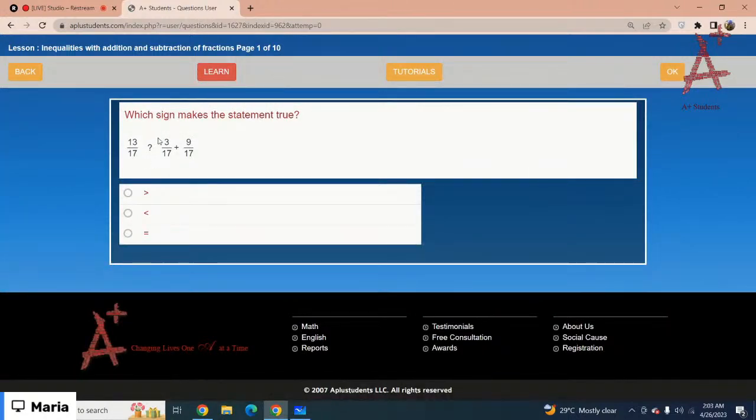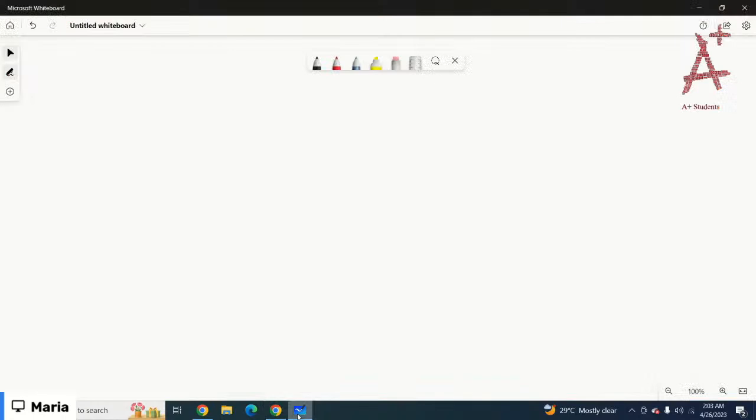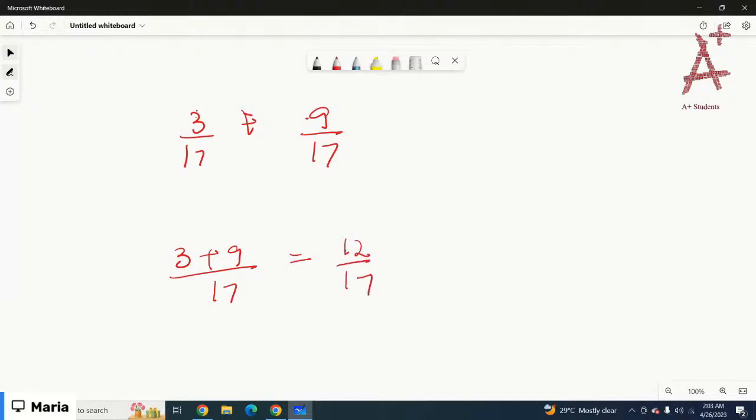The first one is, which sign makes the statement true? 13 over 17, you have to compare it with 3 by 17 plus 9 by 17. Let's start with the left hand side, 3 by 17 and 9 by 17. They have the same denominators. Got it? When you have the same denominators, you simply need to add their numerators. So it would be 9 plus 3, which is 12 over 17.